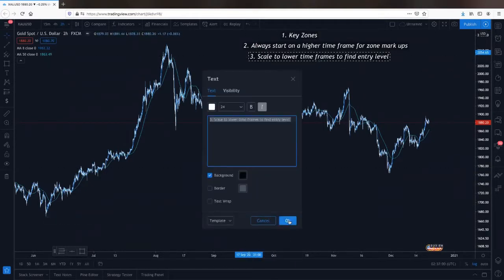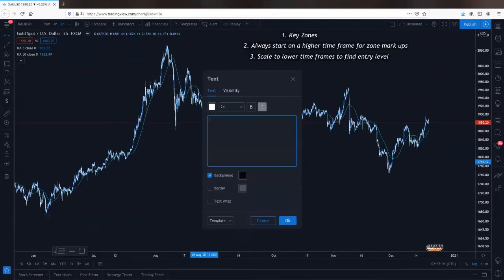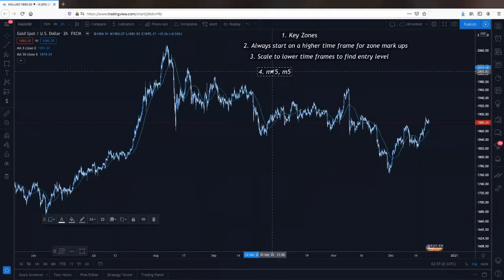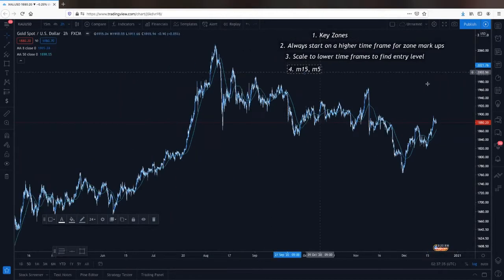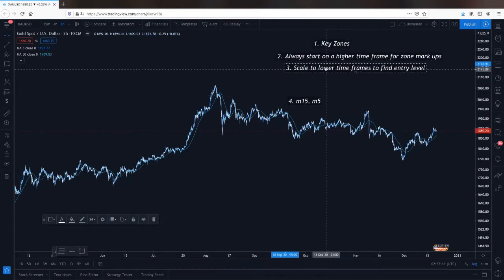The time frames you want to go to are the M15 and the M5. That's the time frame you want to start at for entries, so always do that before you do anything else. Now this is what we do: we're gonna play this out and then we're gonna find entries.